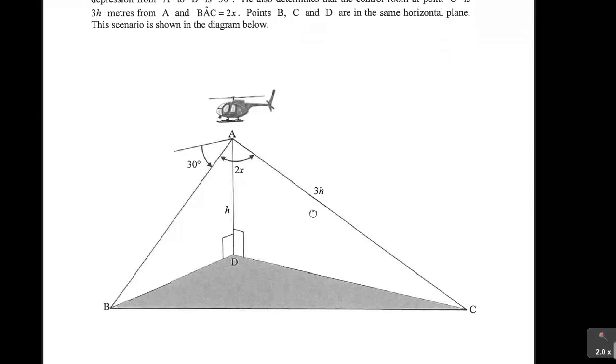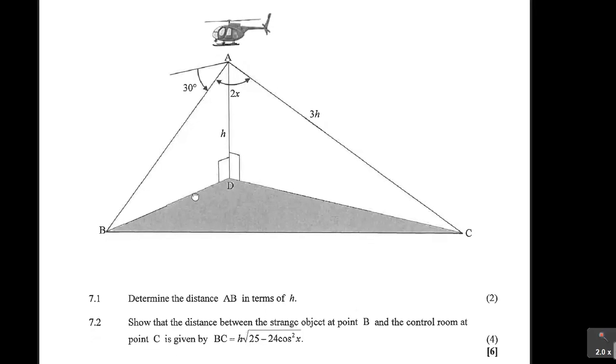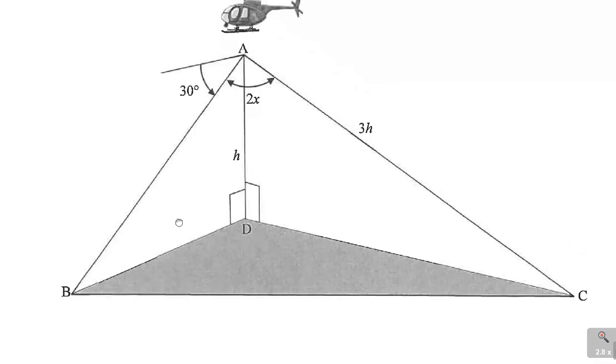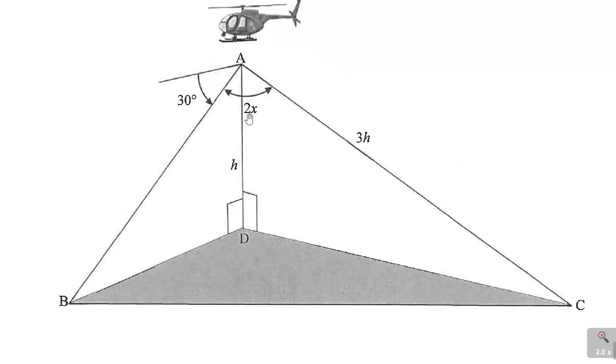Let us look then at the questions that they ask with regard to that. Now 7.1 says, in this case, determine the distance AB in terms of h. That is 2 marks. So if I make this much bigger, we have this scenario and they want us to determine the distance AB. Let me mark that distance that they want, which is this distance AB.